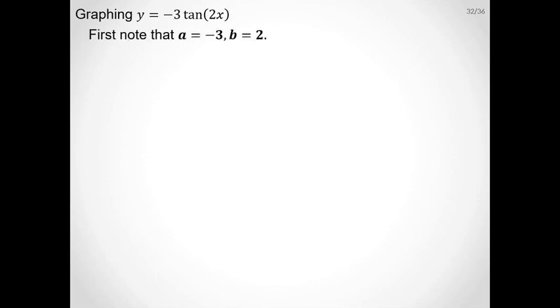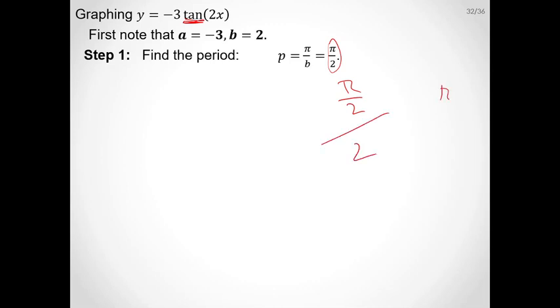Okay, let's start. The first thing we can do is, what is a and b? A is definitely -3 and b is 2. And then find the period. The period is pi over 2. And the next thing for tangent is to find the vertical asymptotes. How do you find them? You divide this by 2, say x equal to, and one of them is plus, and the other one is minus. So these will give you the vertical asymptotes.